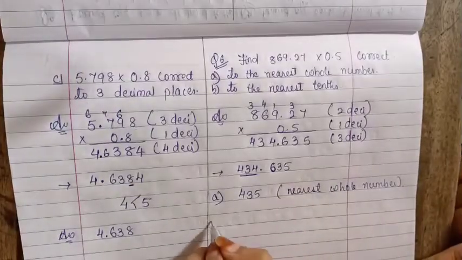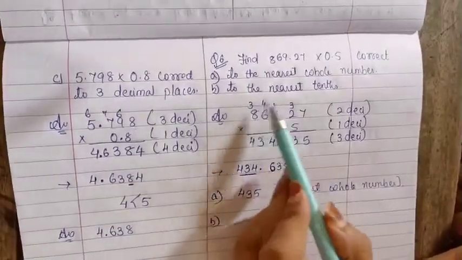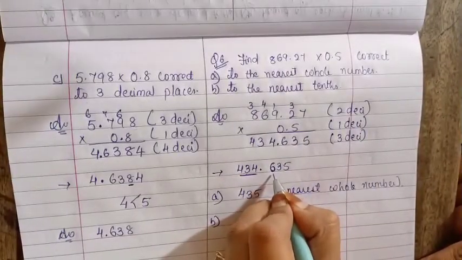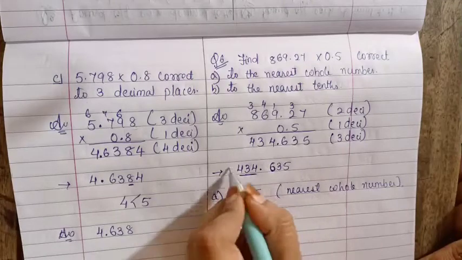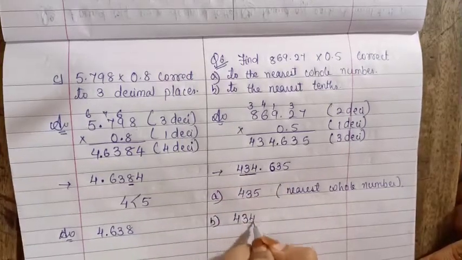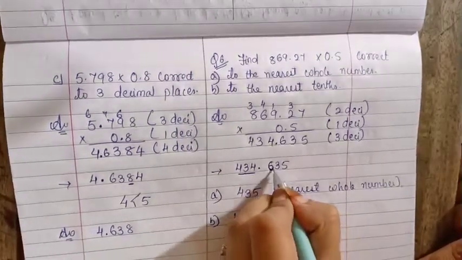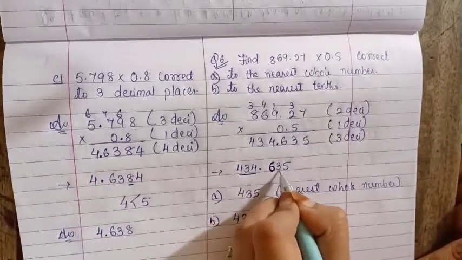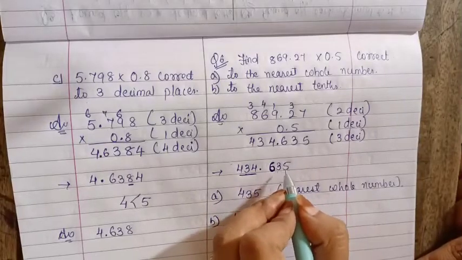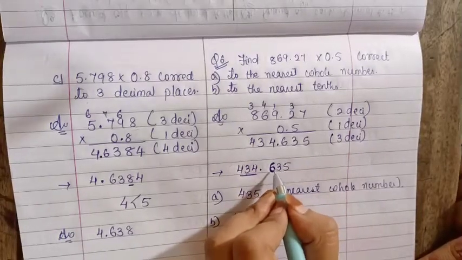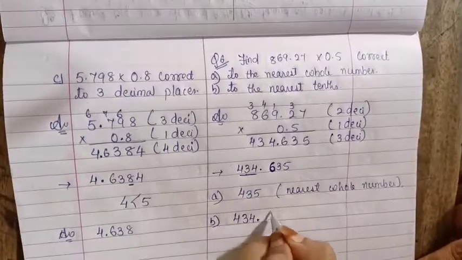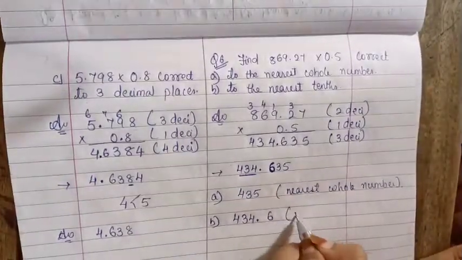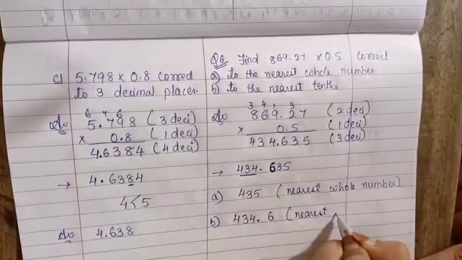Okay, now we will solve B. What is that? To the nearest tenth. Tenth means this one. First we will write the same number, 434 point. Now we have to round off this 6, so we will see this 3. Now 3 is less than 5, so that is why this 6 will remain the same. So we get the answer 434.6. It is the nearest tenth.